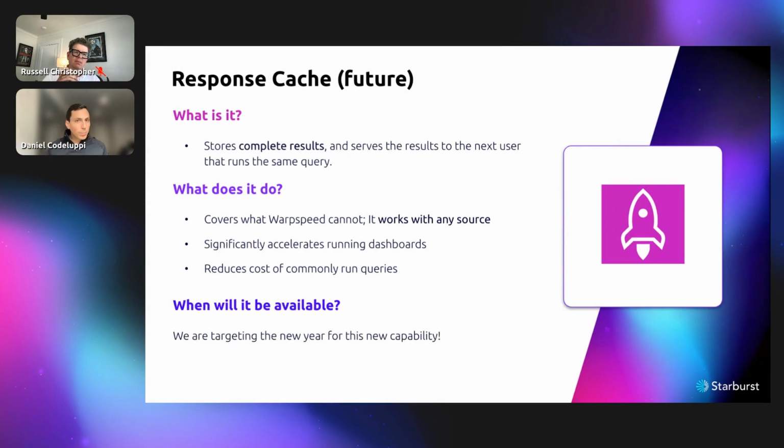All right, there's a couple future features that we are looking to target for the new year. And the first of which is response cache. So contrary to warp speed, where it can accelerate parts of the query, response cache is an all or nothing approach. It finds matching queries against previously stored hashes to return results from the cache for optimal performance.